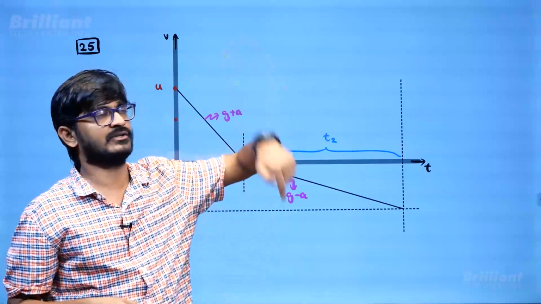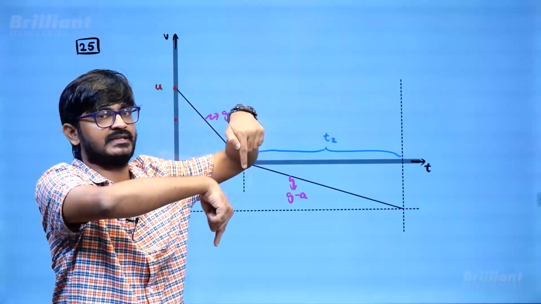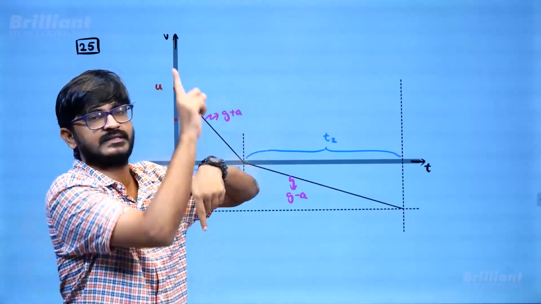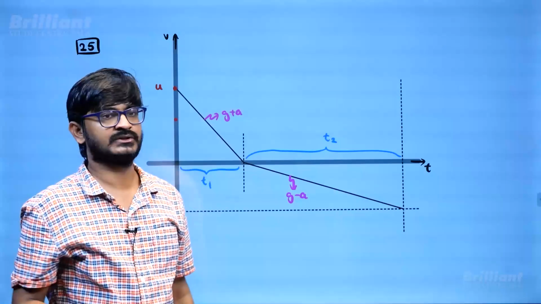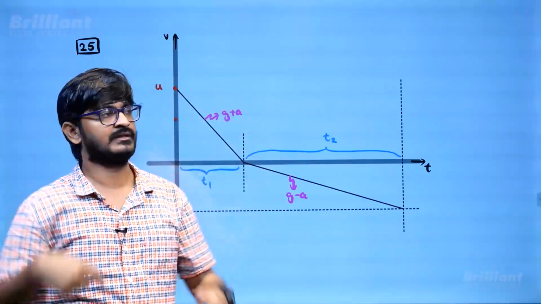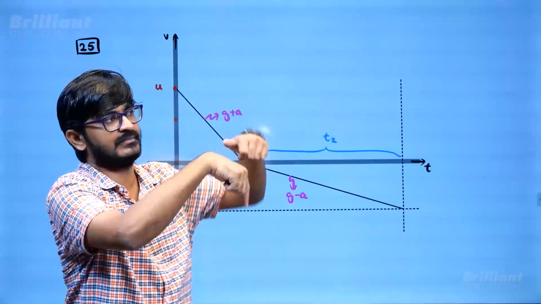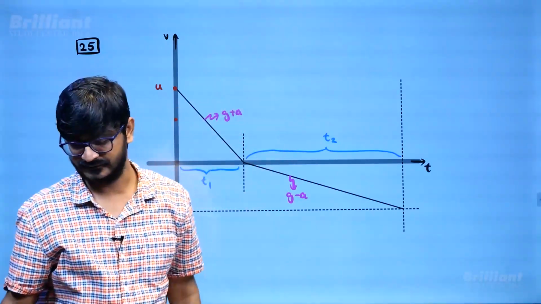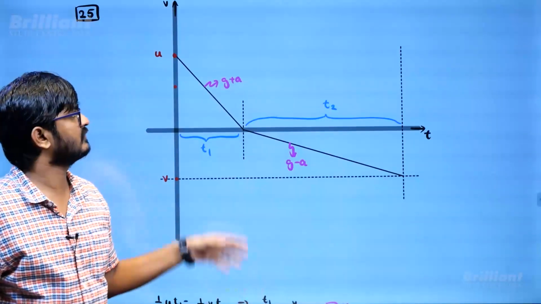But while it is coming down, what will happen? Acceleration due to gravity will be in the downward direction, but air resistance will try to provide the force in the upward direction. So while going up, acceleration is 10 plus 5, while coming down, acceleration is 10 minus 5, which is 5, right? So if I plot the v-t graph, it looks like this.